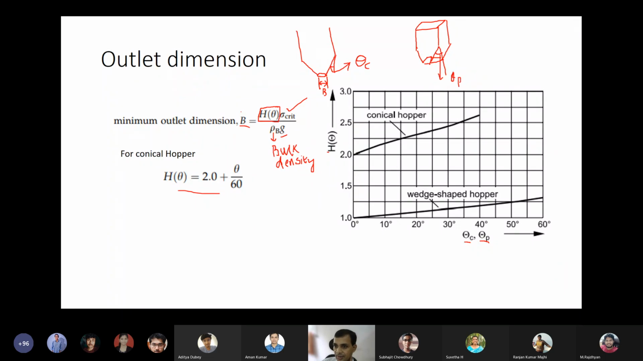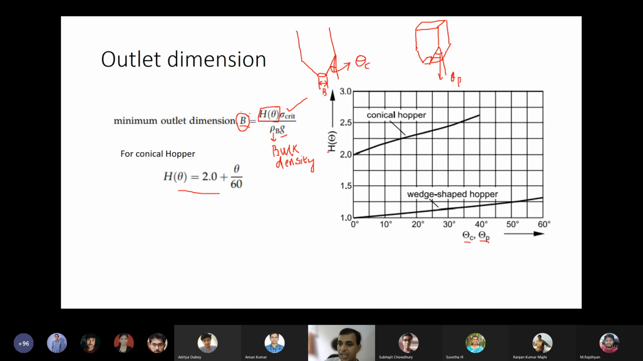And this is theta C. I didn't draw a straight line, but I hope you are understanding. This is theta C. So once we know the hopper angle, we can easily find out H of theta and the critical unconfined yield stress. From that, we know the minimum outlet dimension that is required. That is, the minimum outlet diameter is required.